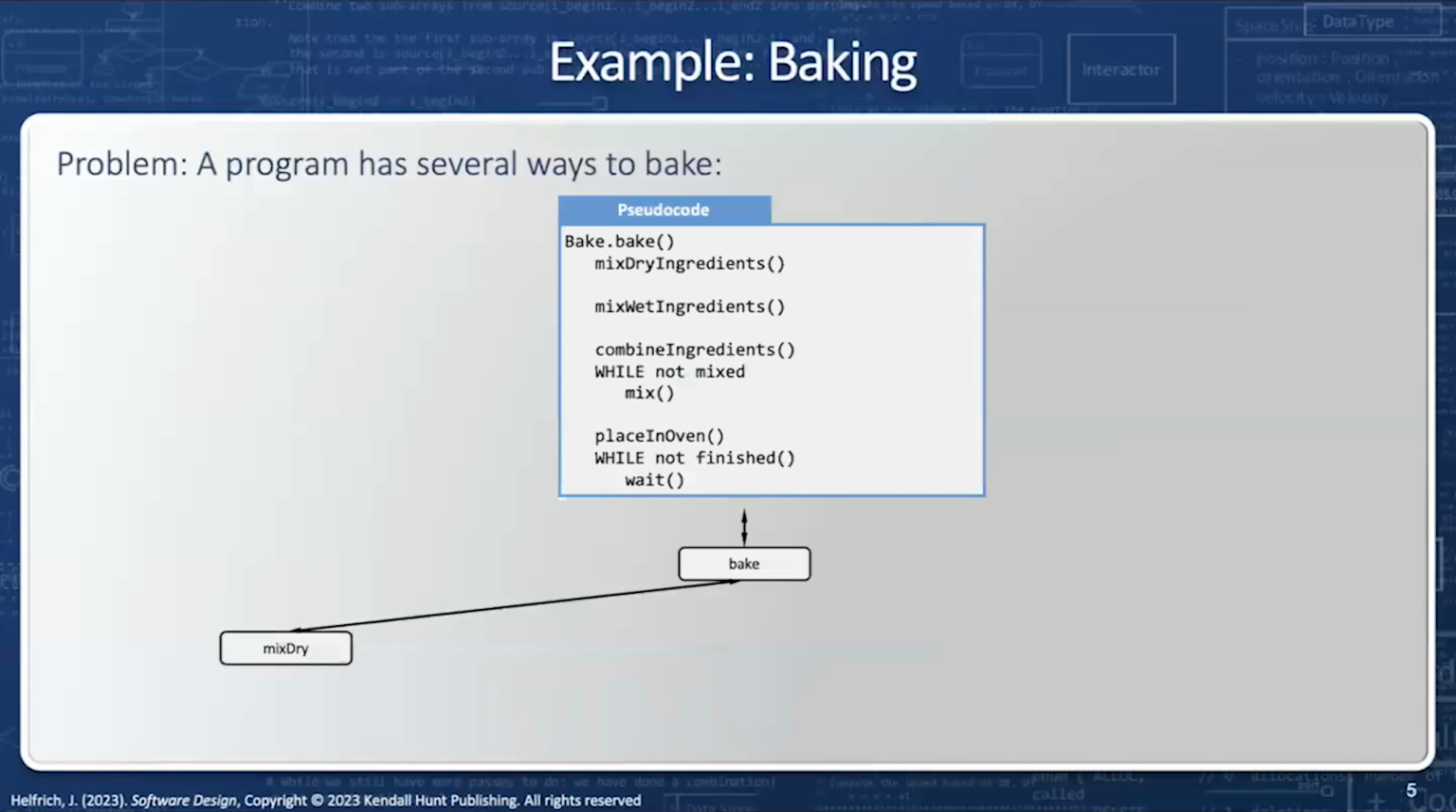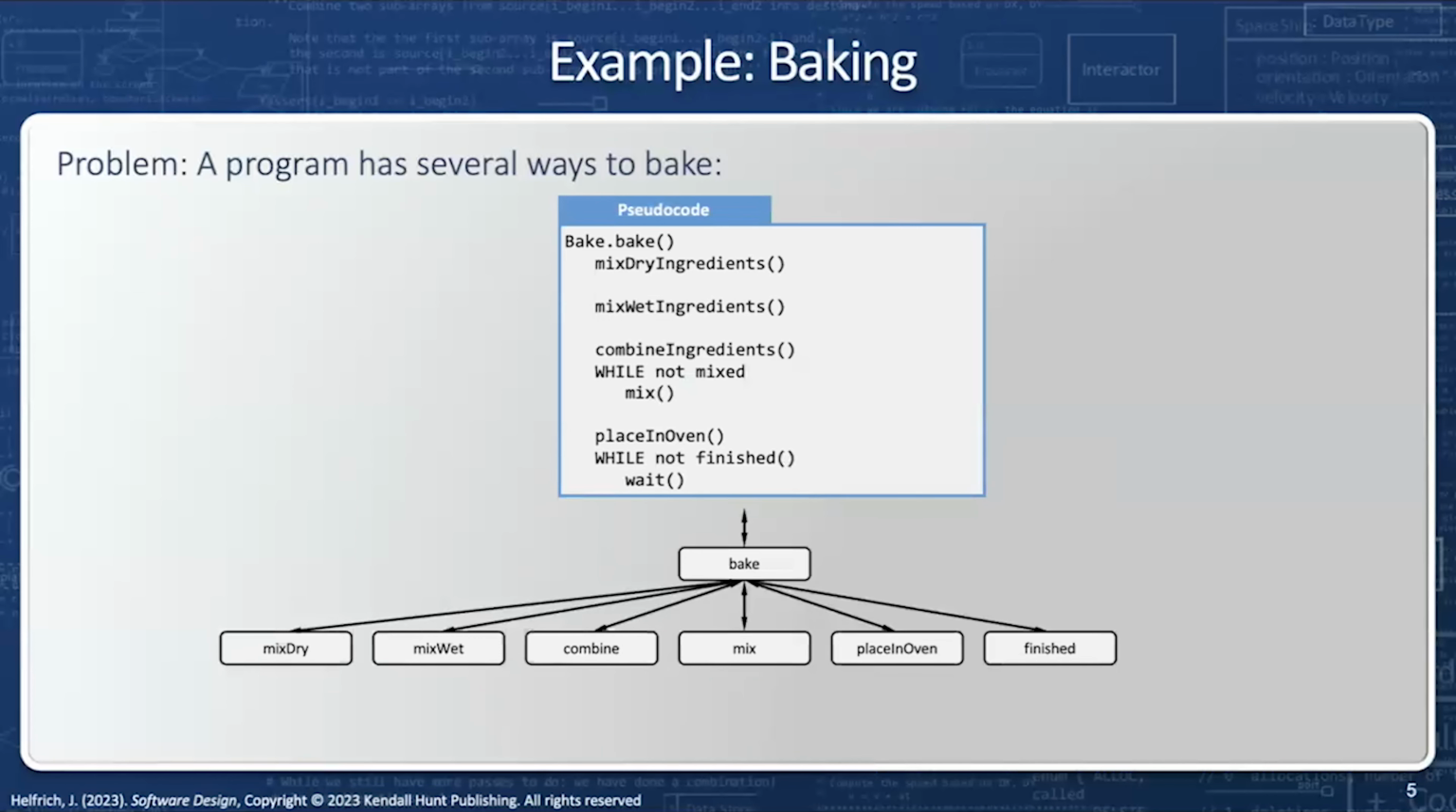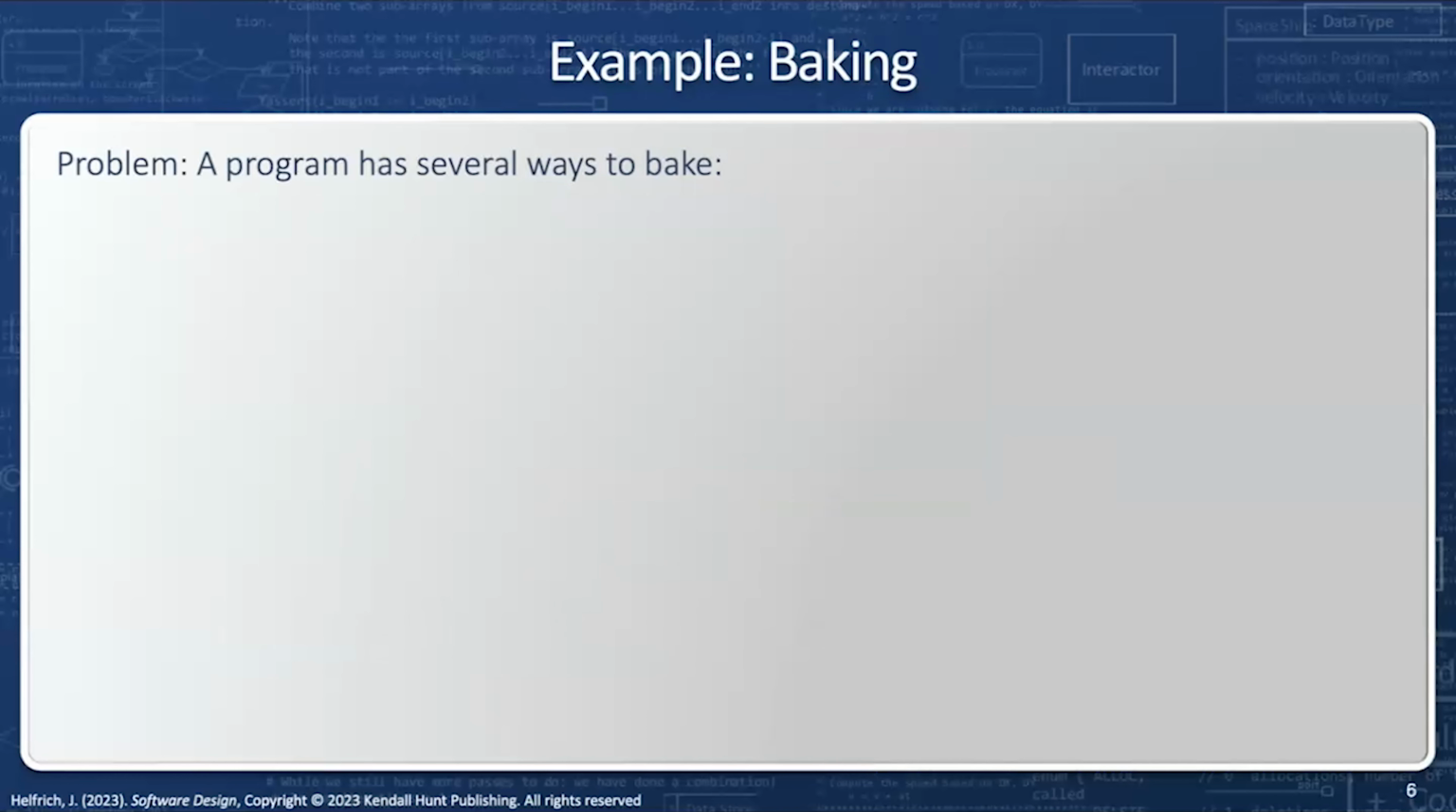So bake is going to first have mix dry, then mix wet, and then combine, and then mix all those ingredients together and place in oven. And I got to know, of course, if I'm finished, and I have to be able to wait. So these are all the different functions associated with baking. Now I want to turn this right here into the template method design pattern.